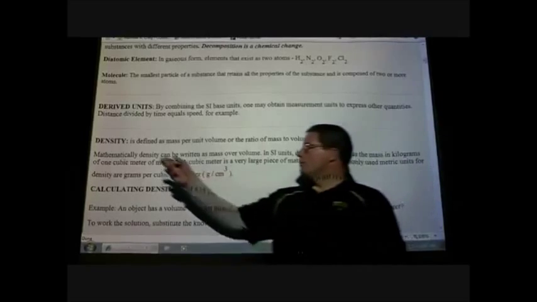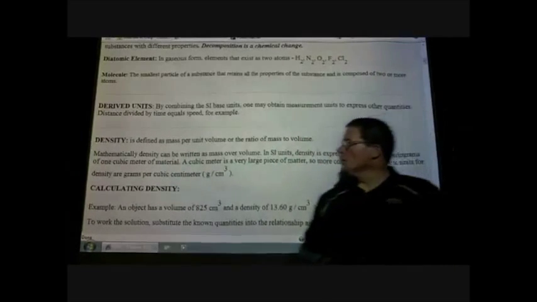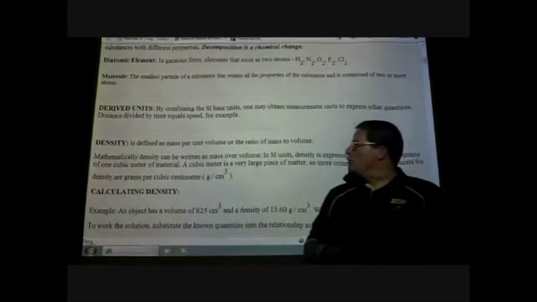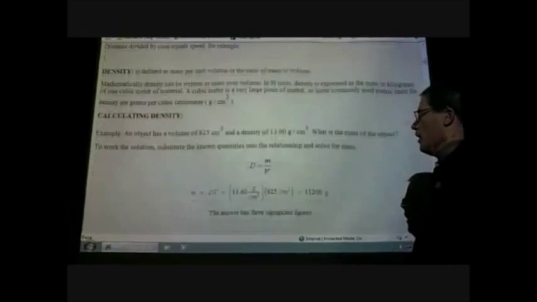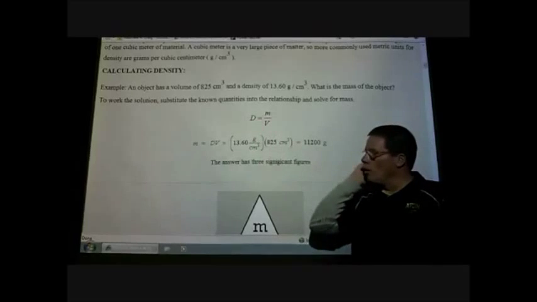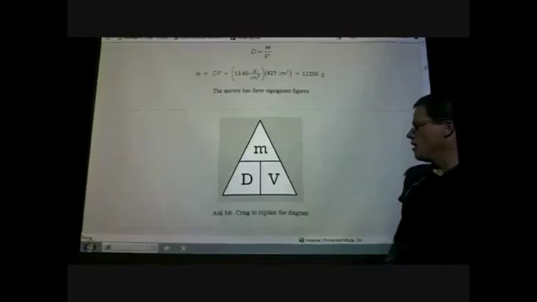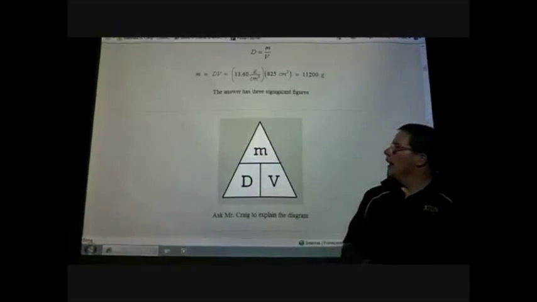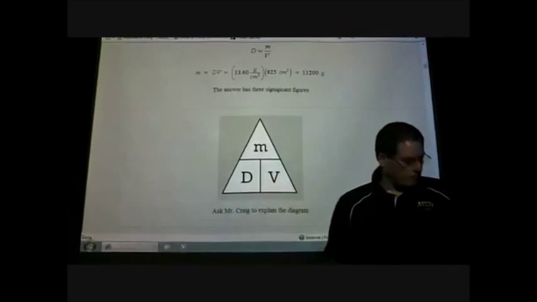All right, density. Hopefully everybody remembers what density is talking about, but again, it's defined as the mass per unit of volume. So it's a ratio of the mass to volume, which is nothing new there. Calculating density, again, the equation that we'll use is density is equal to the mass over the volume. And a student showed me this about 8 or 9 years ago. I kind of like this. It's called the density triangle. And it integrates the equation density is equal to mass over volume.